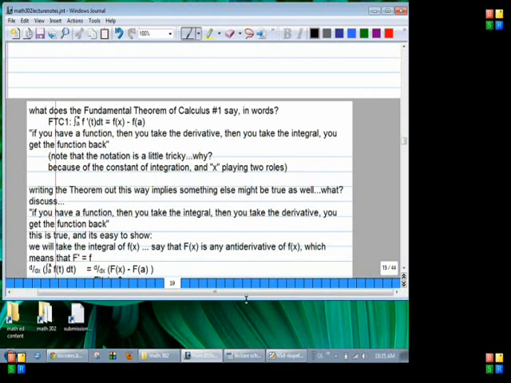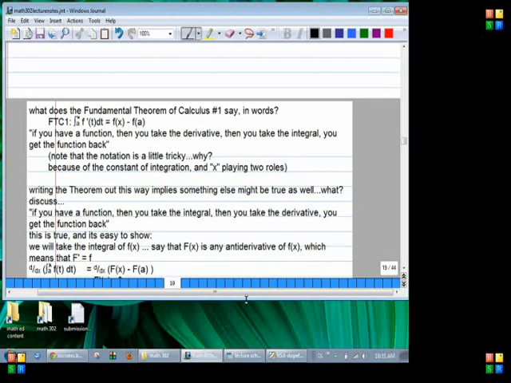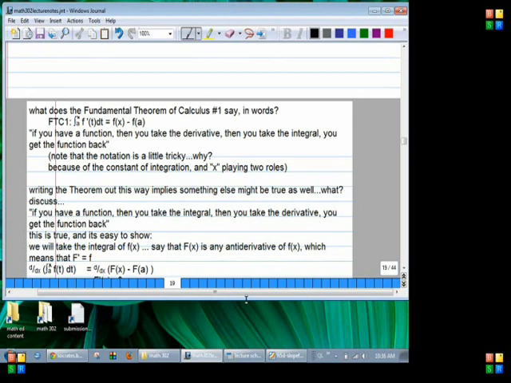So if you take the integral from a to x of little f, what do you get? By the fundamental theorem of calculus that we already know, you get big F of x minus big F of a, where the derivative of big F is little f. Well, now we just took the integral. Now let's take the derivative of that. So when you take the derivative, what happens?